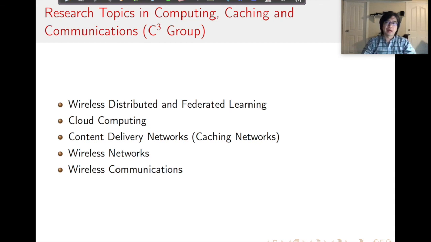So I have multiple research positions for undergraduate research. So if you are interested, please contact me. We may find something that is interesting to you, and some of the positions are even paid.